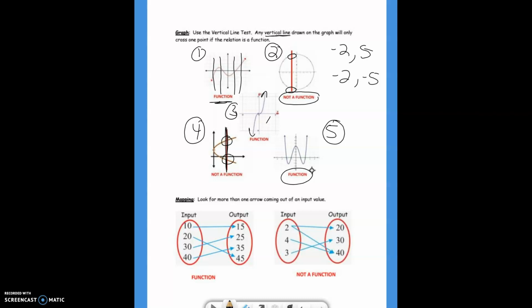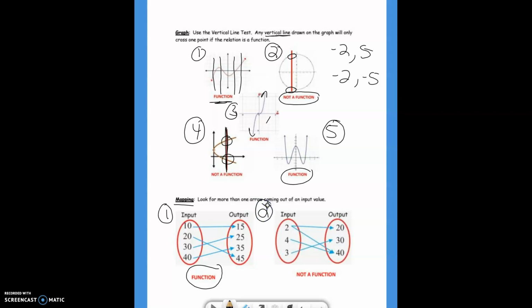All right, and then the last thing is what we call a mapping diagram. All right, and all you really need to do is just look at the arrows. So, for instance, on this one, each of the arrows on the input, not the output now, just the input, goes to a separate output, okay? So that's a function.